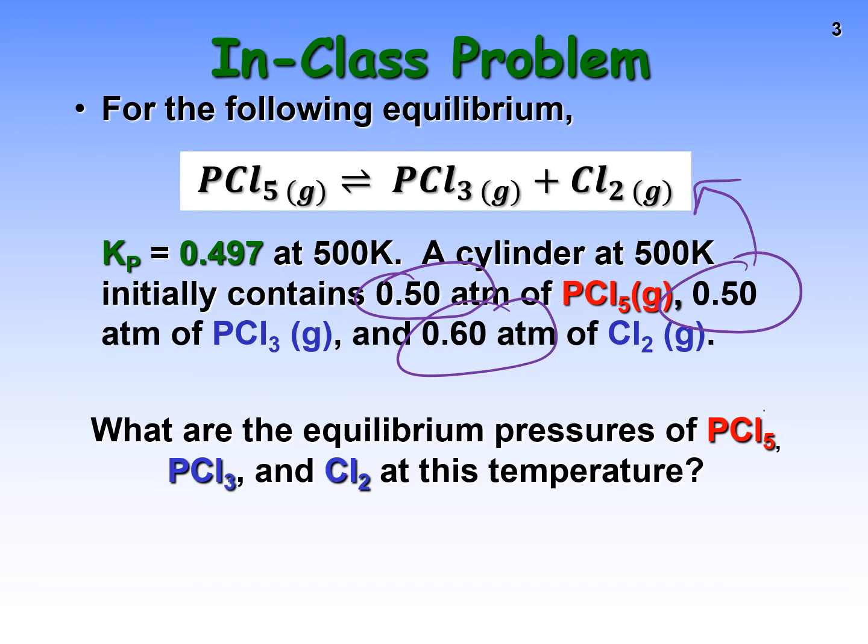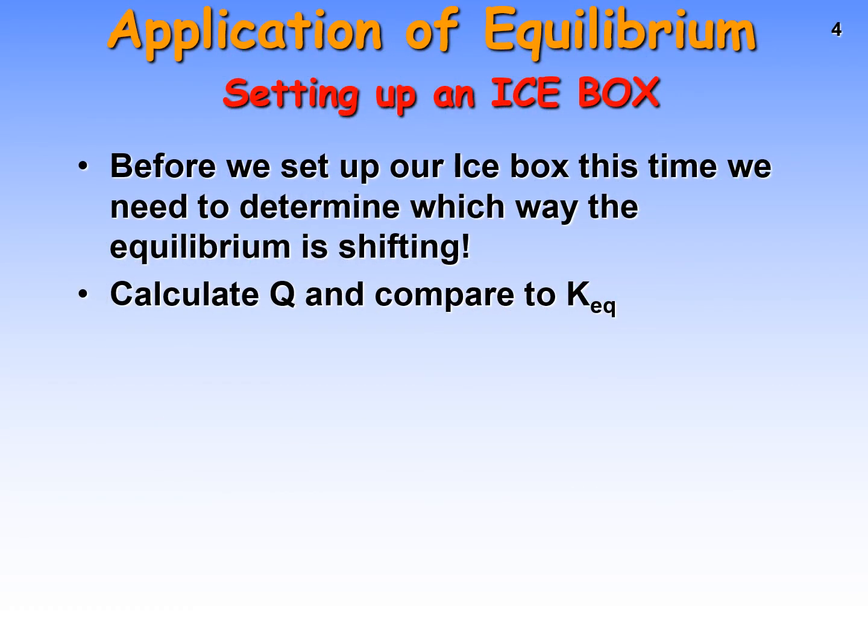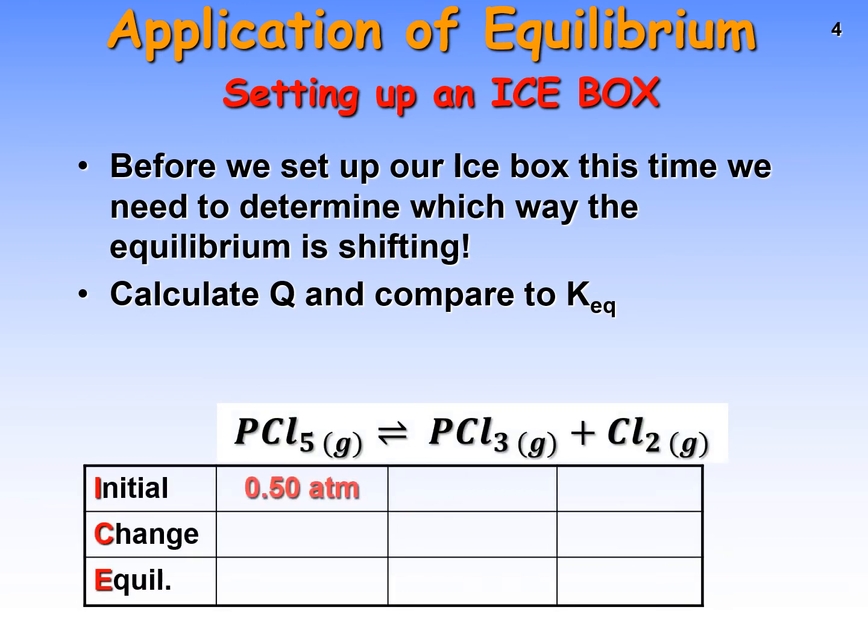But in this problem, we're not given any equilibrium concentrations or pressures. We're just given initial pressures and the equilibrium constant. In this case, we're given initial conditions for everything, all the products, all the reactants. And again, we're asked, what are the equilibrium pressures of PCl5, PCl3, and Cl2? This is a significantly harder problem. Let's see why. The next thing is to set up our ice table, right? We know we have 0.5 molar PCl5, we have 0.5 molar PCl3, and we have 0.6 molar Cl2. This was all given in the problem.